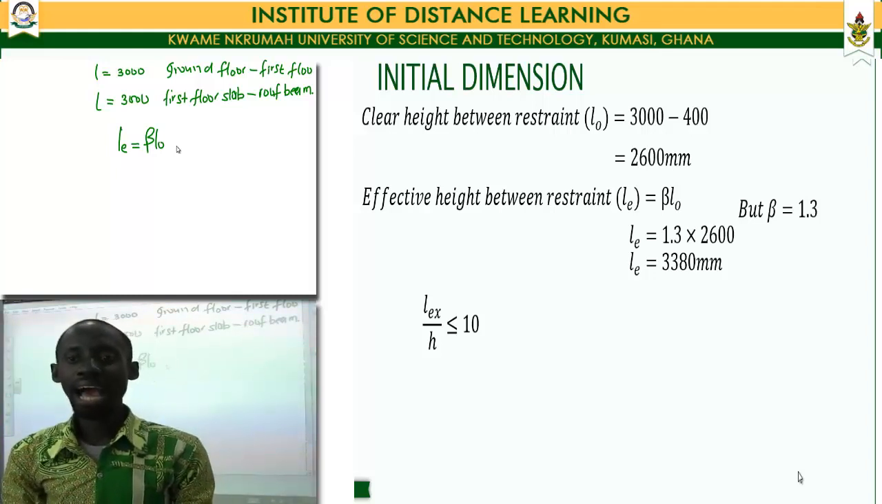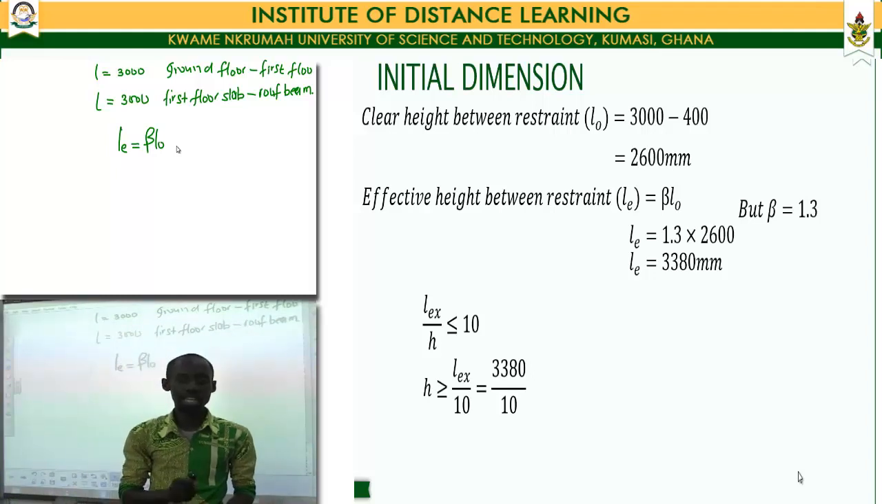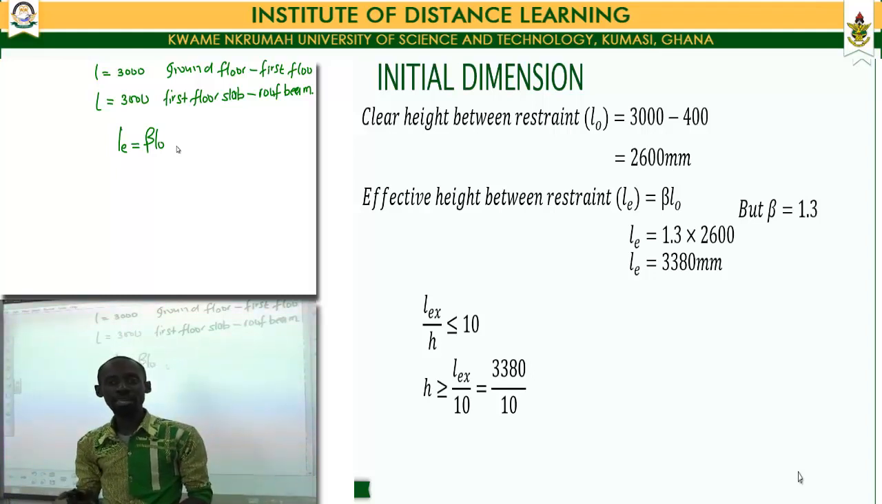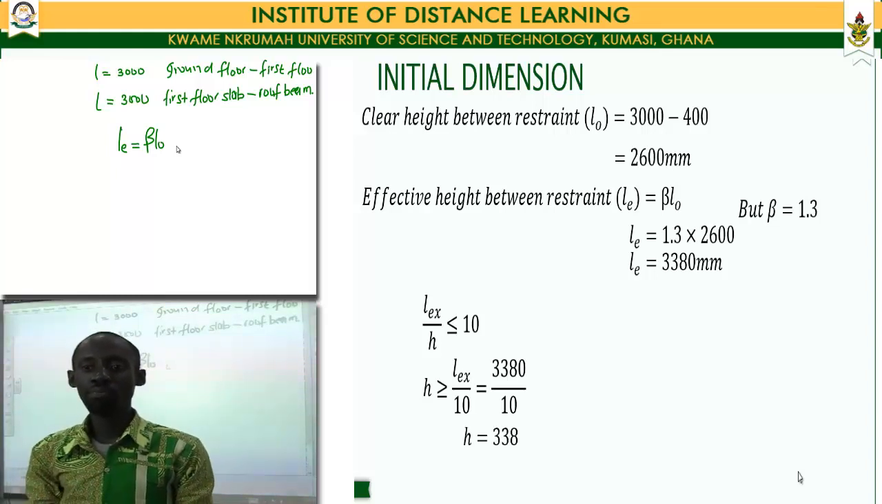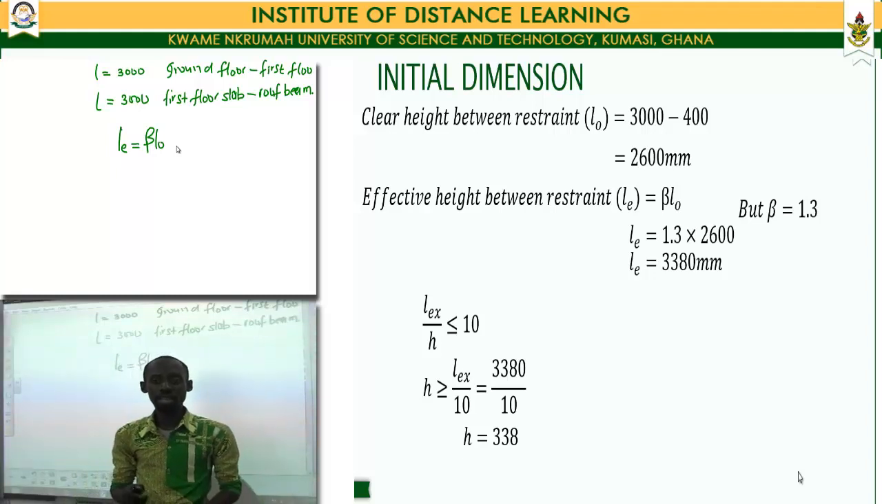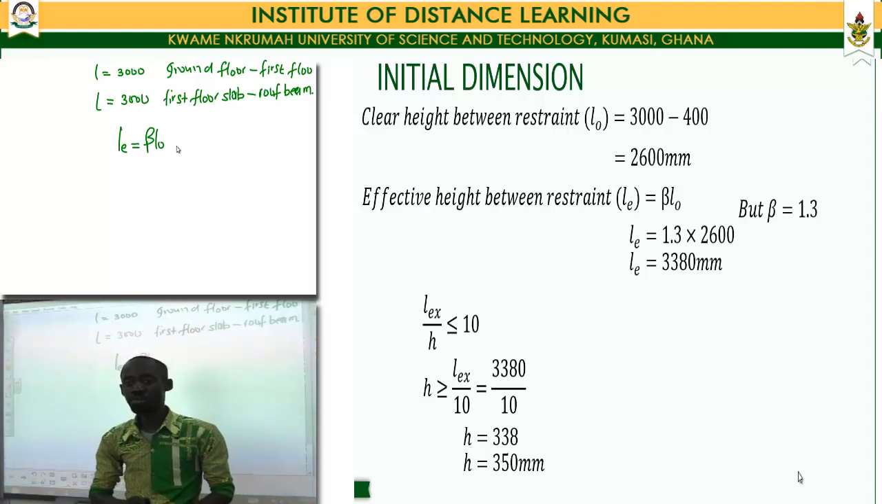Again, since we are doing a design for a short braced column, our LEX over H should be less than or equal to 10. By inequality, our H value should be greater than or equal to LEX over 10, where our LEX value is 3,380. Dividing it by 10 gives us an H value of 338, which can be approximated to 350 millimeters.